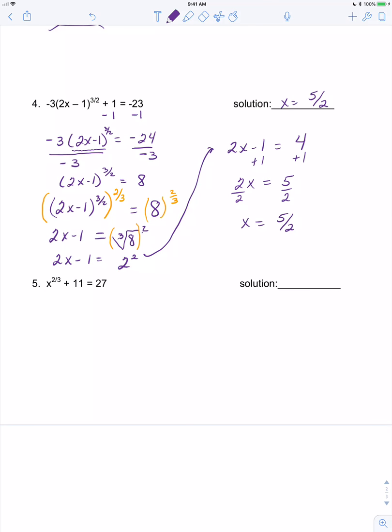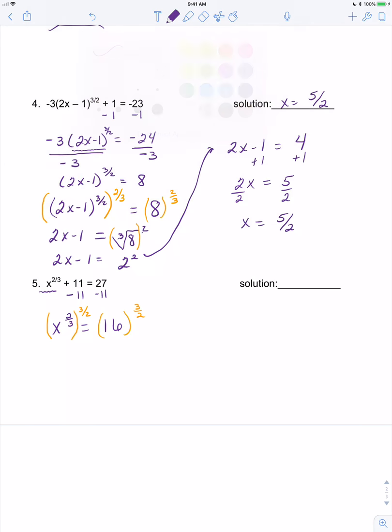All right, and so our last example, again, we're going to isolate the term that has the radical rational exponent in it. So subtract 11 from both sides, and so that gives us x to the 2/3 power is equal to 27 minus 11, which is 16. All right, so now we're going to take it to the power of the reciprocal, which is 3/2 power, taking this one to the 3/2 power.